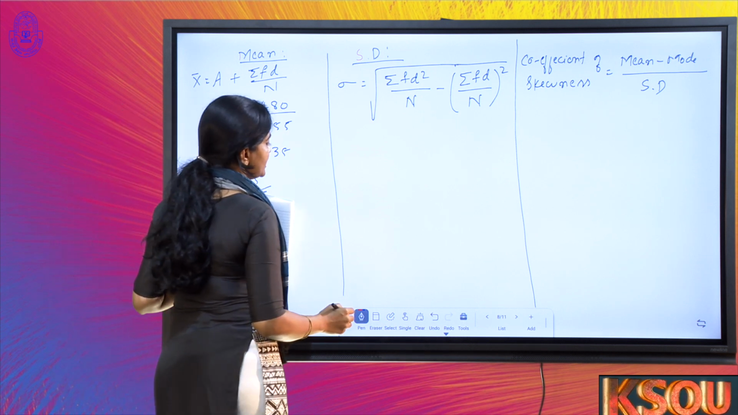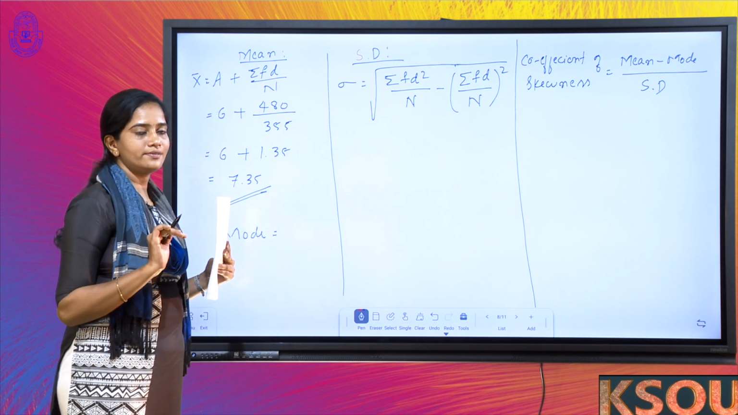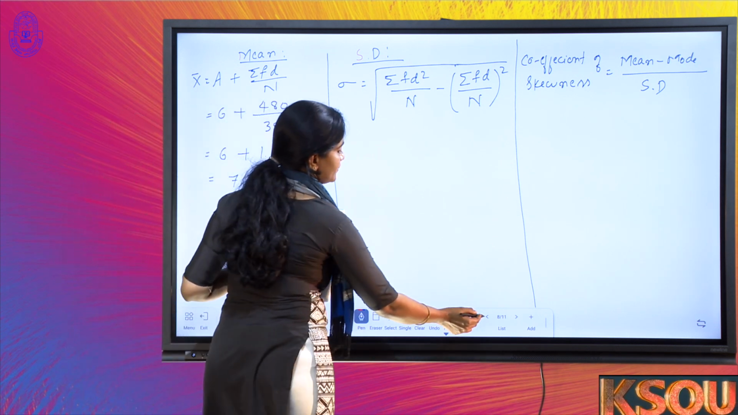Now we will have to take the mode value here. How will you take the mode value when you have frequency? Let us see here.